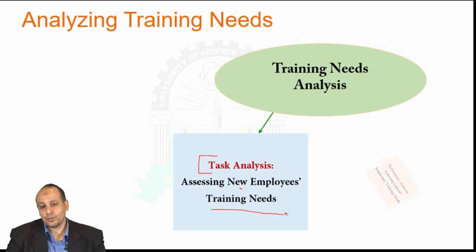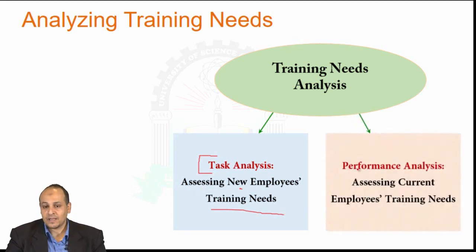While on the other hand, we have performance analysis. Now this is more about what has been done in the past. So assessing current employees' training needs. The current employees' training needs is actually linked to the performance of those employees. So the analysis of the training needs could be either based on the task analysis, the requirements of tasks to be handled properly, or based on the outcome of the current employees regarding his or her performance.